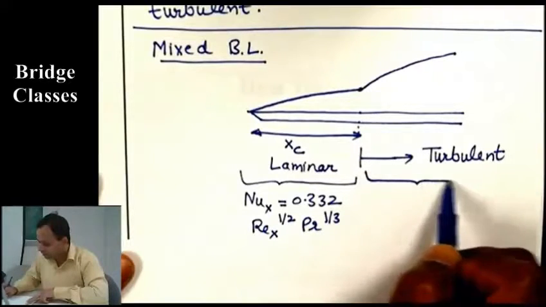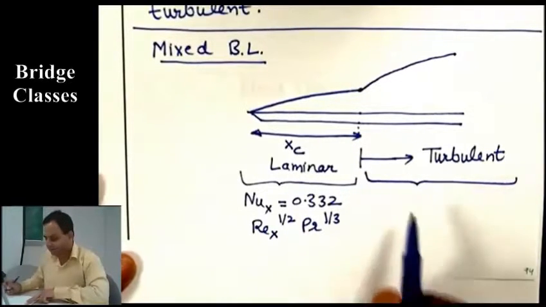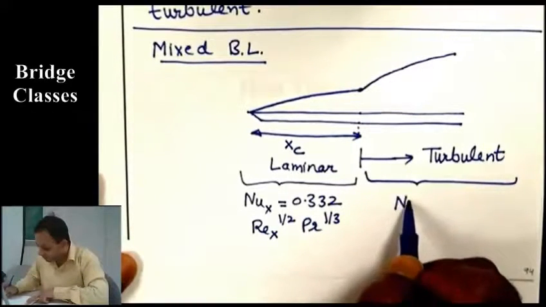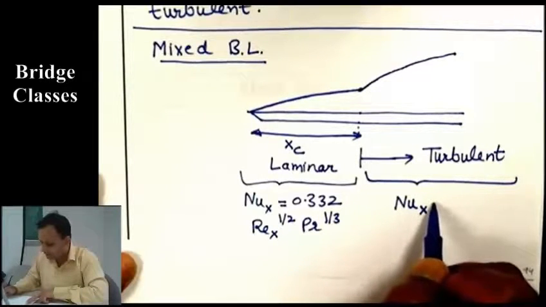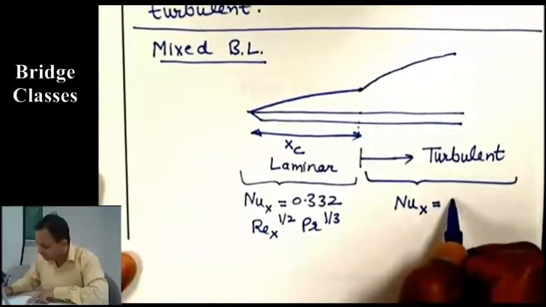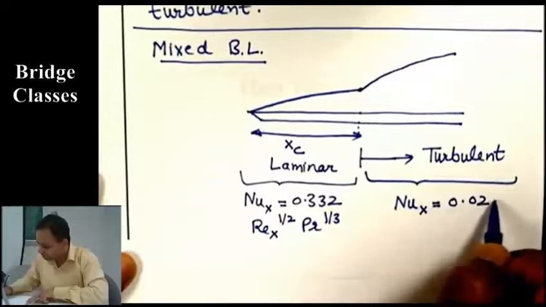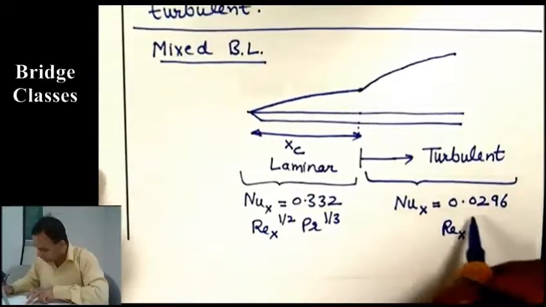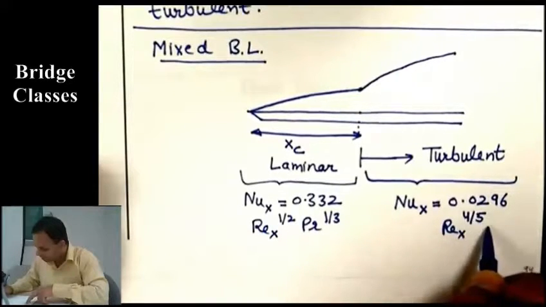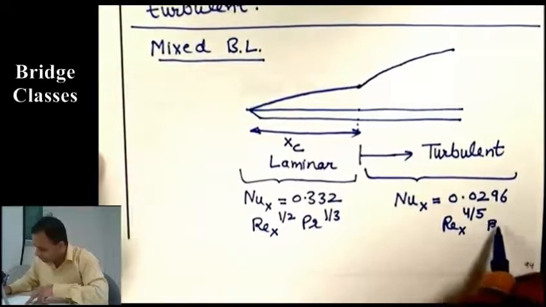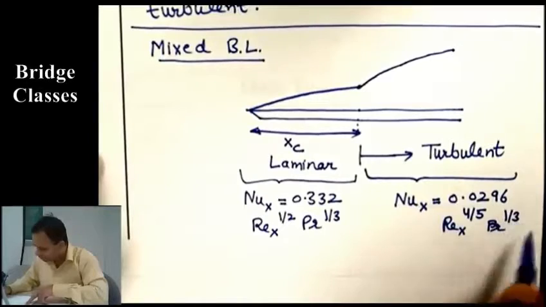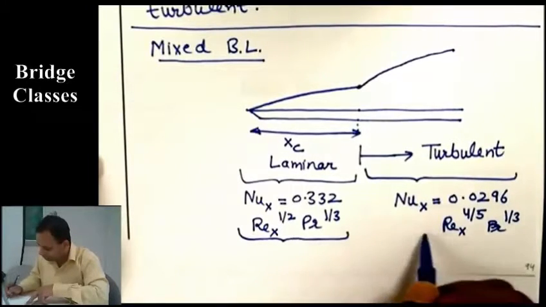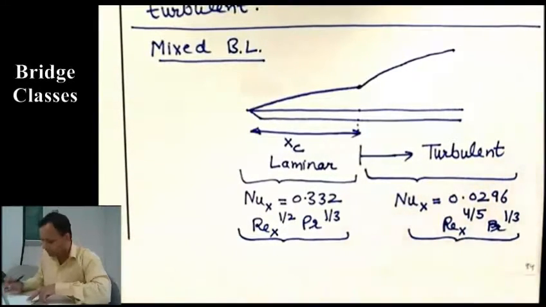And in the turbulent region for local Nusselt number, the formula for the turbulent boundary layer is applicable. And that formula is Nusselt number is 0.0296 times Reynolds number to the 4/5 times Prandtl 1/3. Okay, these are the formulas.